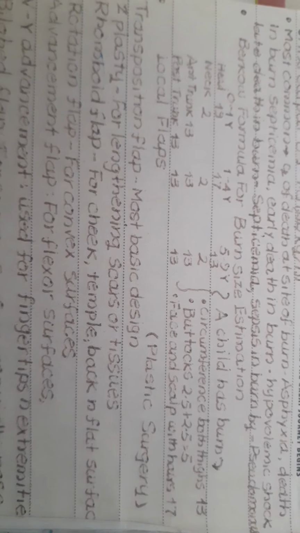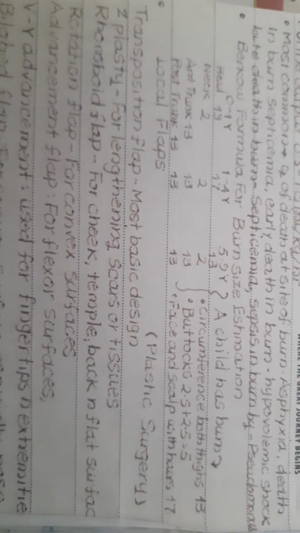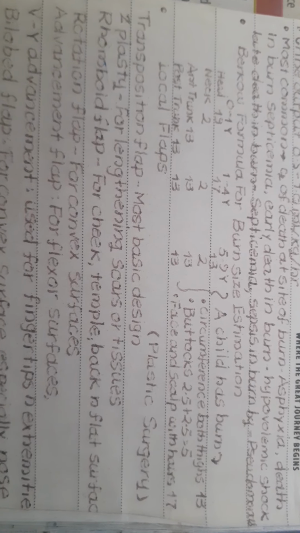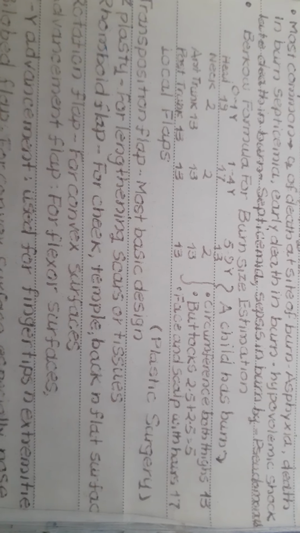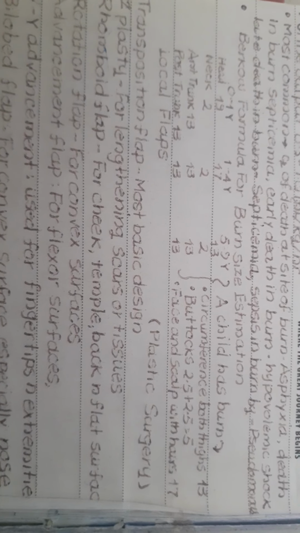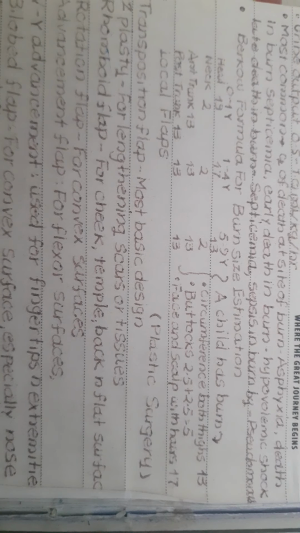Lund and Browder formula for burn size estimation: head 0 to 1 year 19, 1 to 4 years 17, 5 to 9 years 13. Neck 2 for all three age groups. Anterior trunk 13, 13, 13 for age, and posterior trunk 13, 13, 13 for age as well. A child has burn circumference both thighs 13, buttocks 2.5 plus 2.5 equals 5, and face and scalp with hair equal 17.